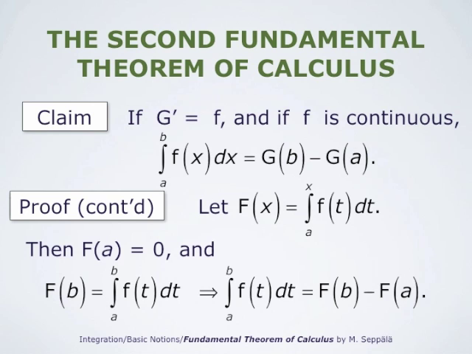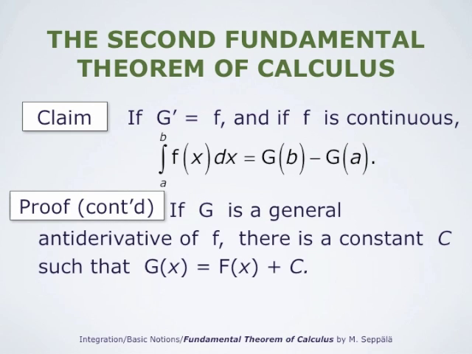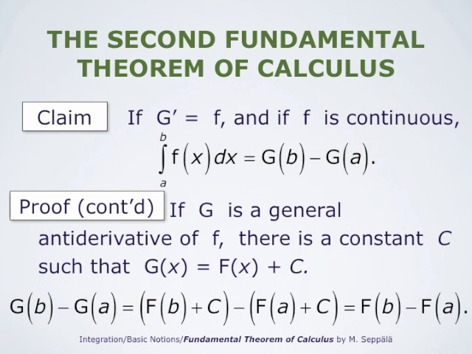We must show that also this arbitrary antiderivative capital G satisfies the same equation. So if G is any antiderivative of f, then there is a constant C such that capital G equals capital F plus this constant function C. This is by the mean value theorem. Therefore, G at b minus G at a is the same as F at b plus C minus F at a plus C. C cancels out. We conclude that G at b minus G at a is F at b minus F at a.